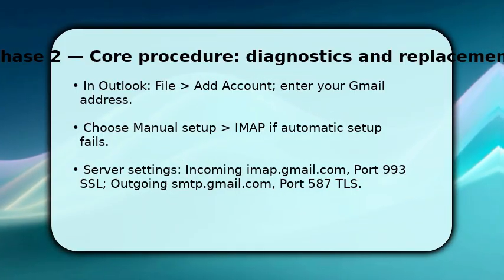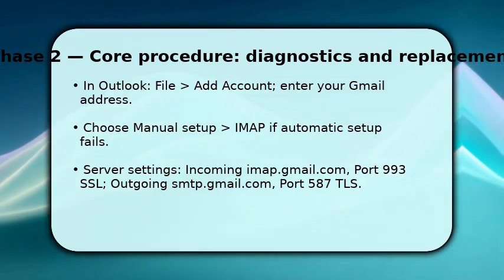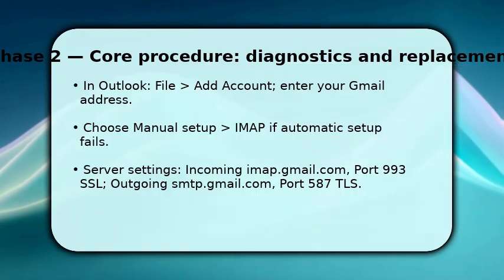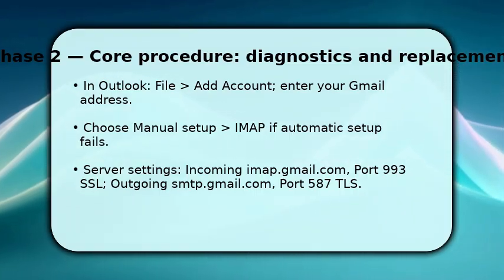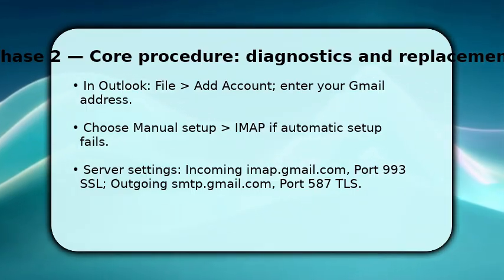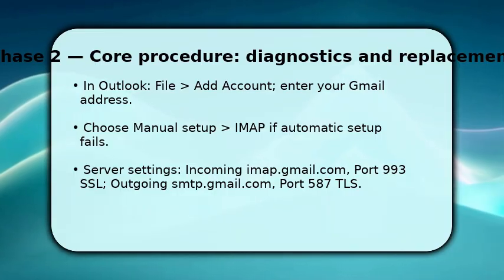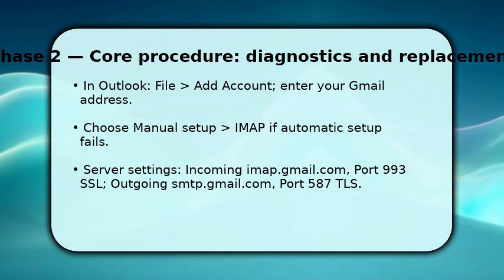Input incoming server imap.gmail.com with port 993 and SSL, and outgoing SMTP, smtp.gmail.com with port 587 using STARTTLS or TLS. Then use your full Gmail address as username and paste the app password when prompted. After credentials are accepted, make sure folder sync and sent items.